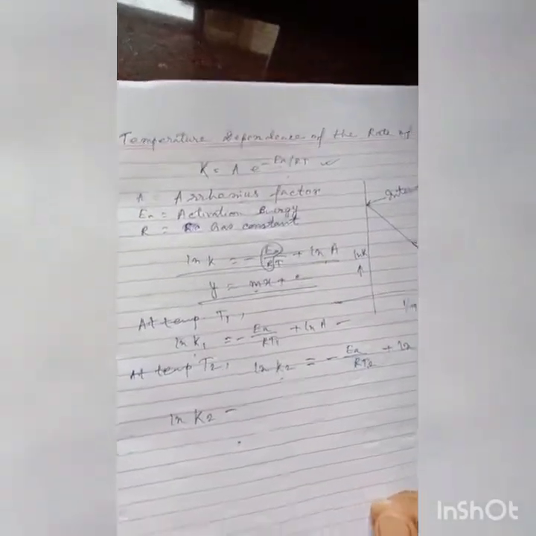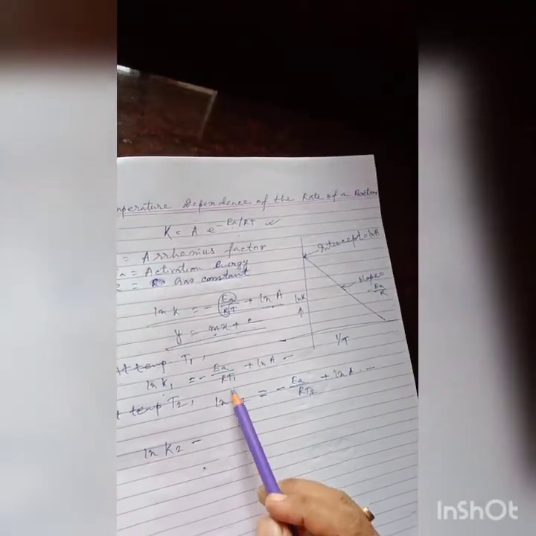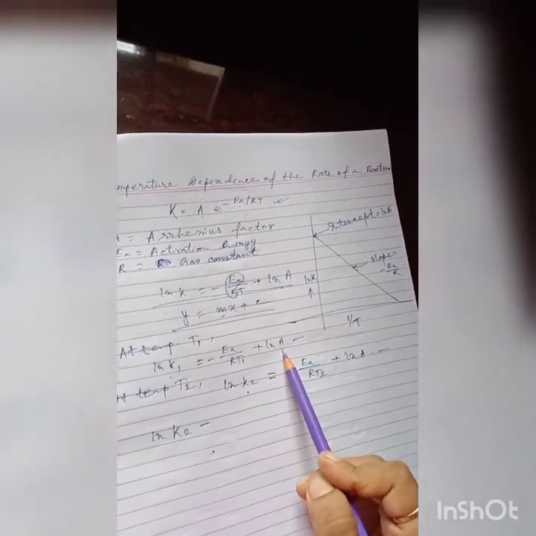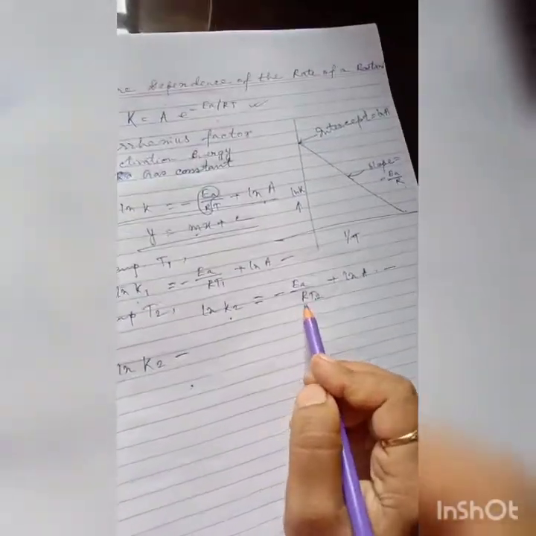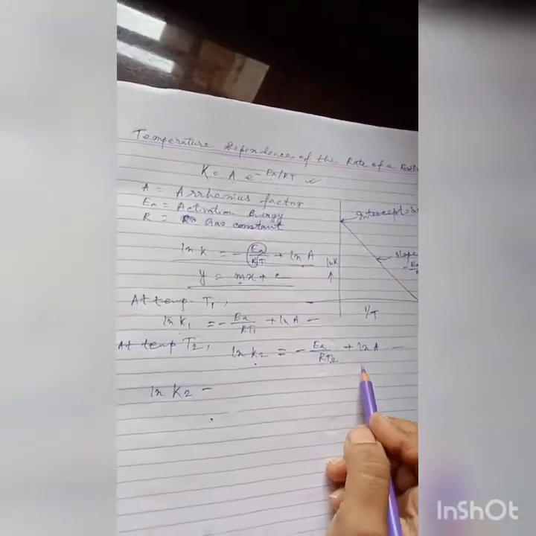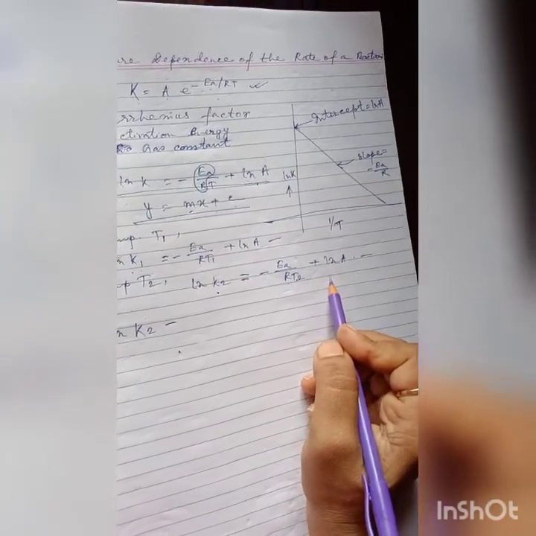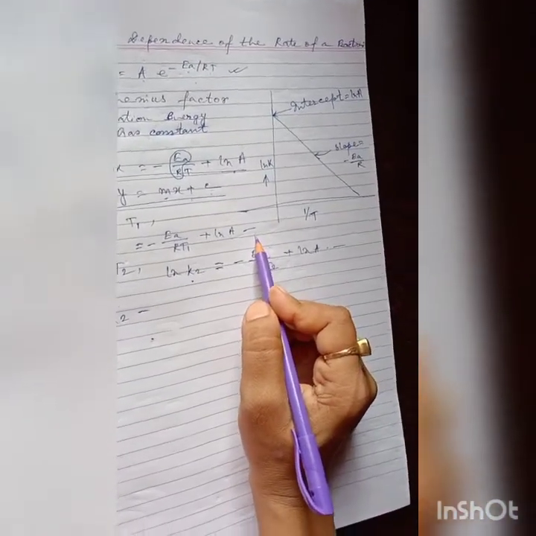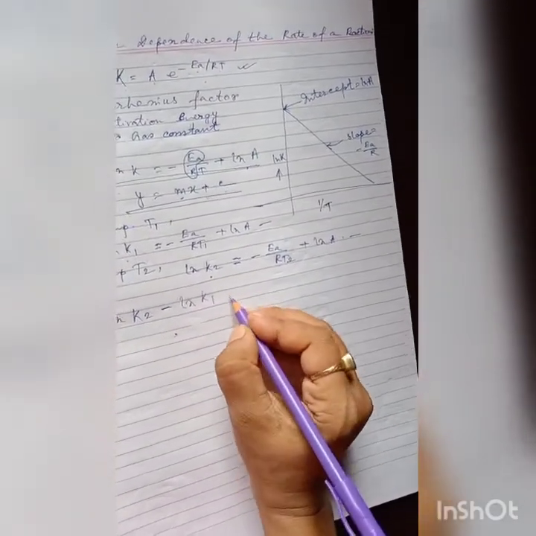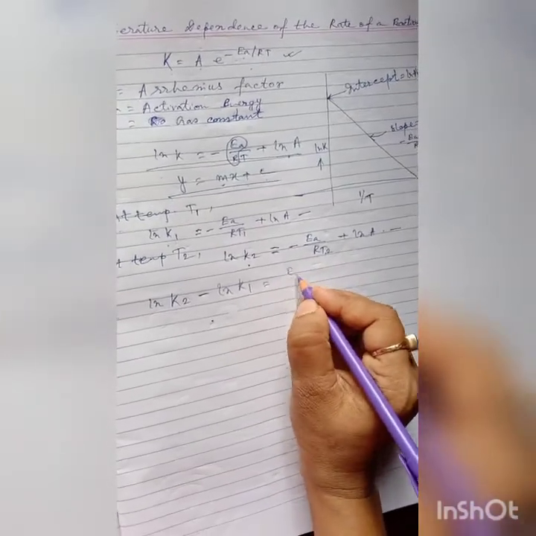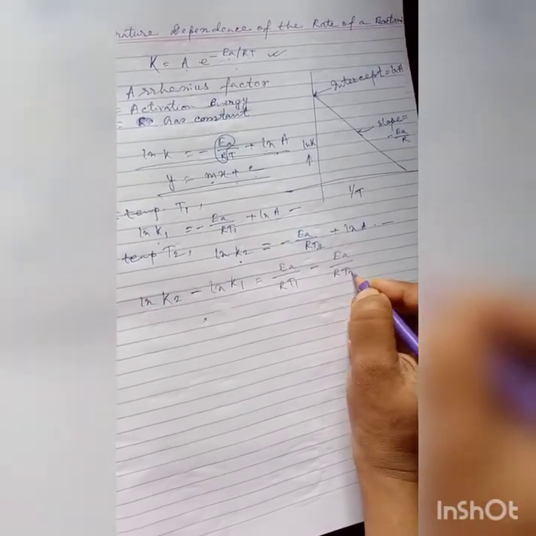Now we write this equation at temperature T1, we get ln k1 equal to minus Ea by R T1 plus ln A. And at temperature T2, ln k2 is equal to minus Ea by R T2 plus ln A. Then if we subtract this equation from that, we get ln k2 minus ln k1 equal to Ea by R T1 minus Ea by R T2.